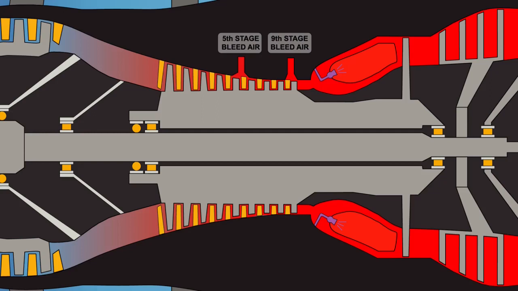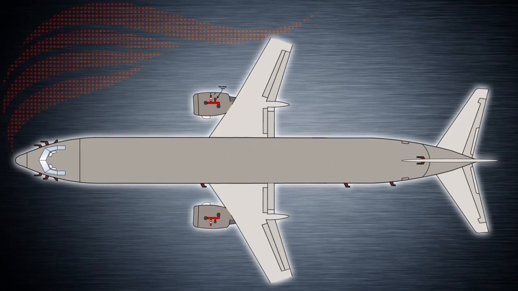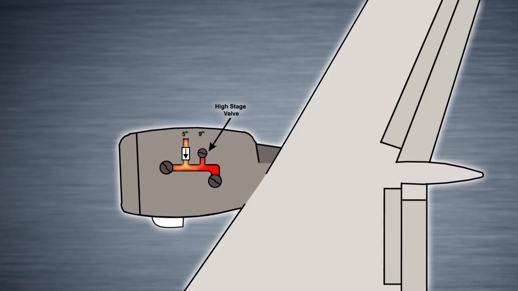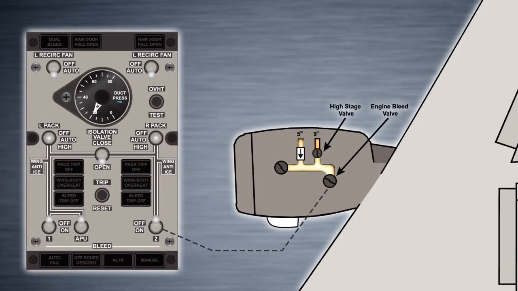In some cases, however, such as low power settings, this may not be adequate to cope with demand. In such cases, bleed air may also be taken from the 9th stage. Control of ninth stage bleed air is automatic and is provided by a high stage valve which modulates open and closed when additional pressure is needed. Bleed air from the 5th and 9th stages merges downstream and then hits the engine bleed air valve, which is controlled by the engine bleed air switches on the forward overhead panel. With the valve open, the bleed air is free to flow onwards through ducting to be used by various systems on the aircraft, including the wing anti-ice system.